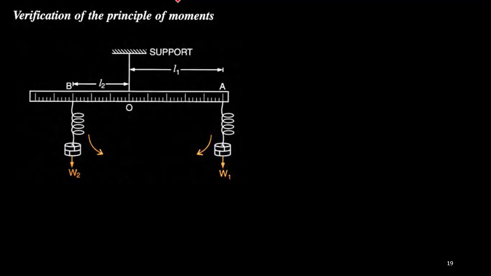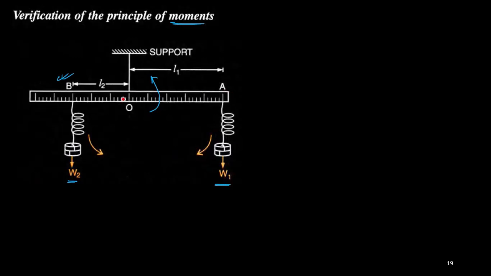Let us say I want to verify the principle of moment, that means using the equilibrium concept. So let us say there is a long meter scale, and on one end, at point B, you are supporting a weight of W2. Because of W2, there is a tendency that the scale will bend in this direction. Now, to make sure that the scale remains in horizontal position, on the other end you are putting another weight W1. You want to adjust the position of W1 in such a way that the scale becomes horizontal.